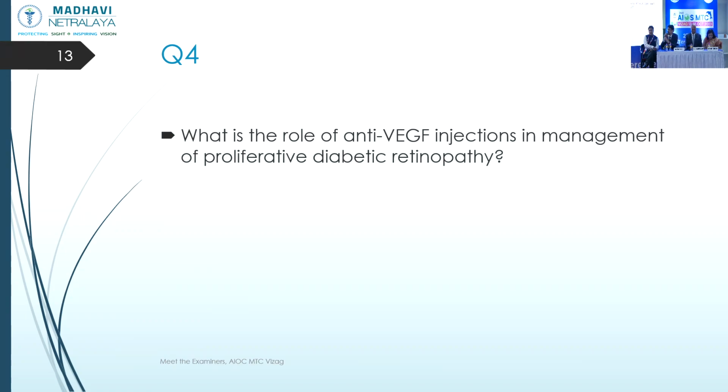Yeah, that's true. The basic idea is that by PRP, by laser, you want to destroy the part of retina which is ischemic and requiring more and more oxygen, requiring more of growth factor. That's how the growth factor is released. So you just want to destroy that and keep the oxygen supply enough for the remaining retina to function, and that's the basic idea. So the last question will be, what will be the role of anti-VEGF injection in management of PDR? NPDR and DME, it is commonly known.